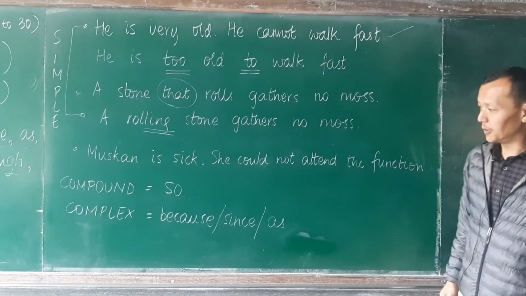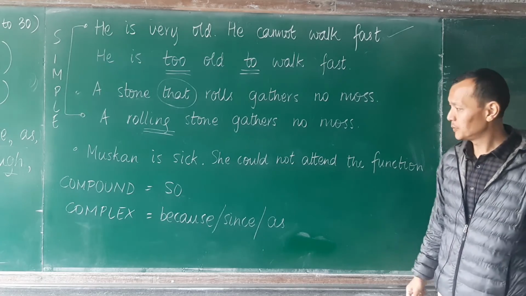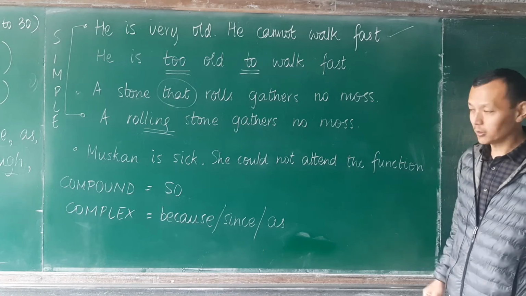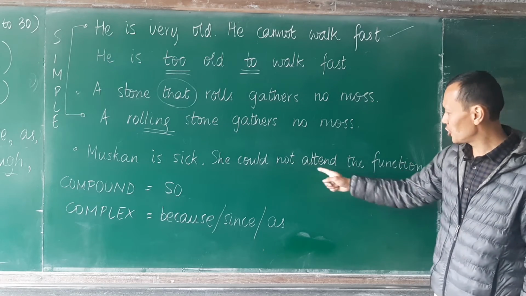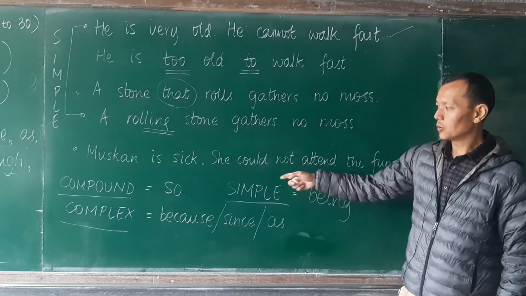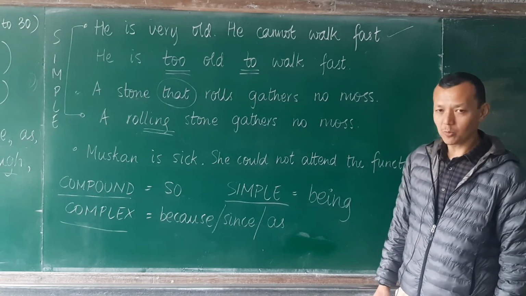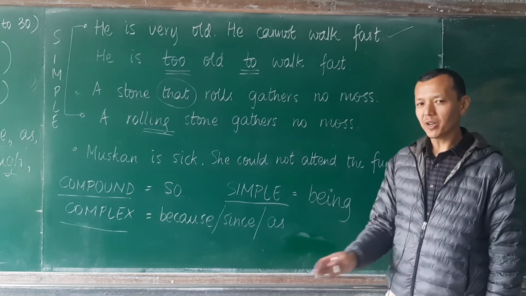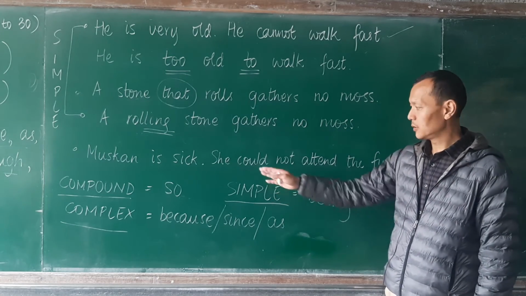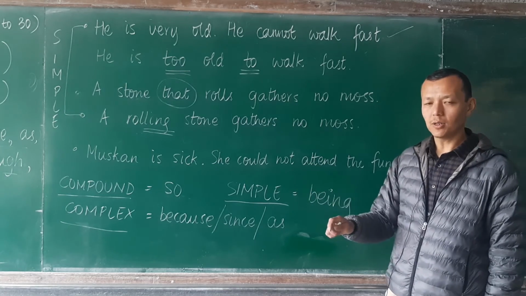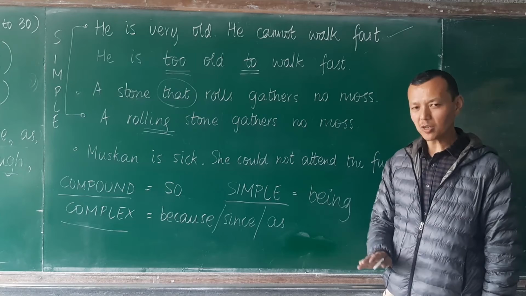The third example here is from your textbook. तपाईं किताबमा एउटा कुन चाहिँ एक्सरसाइजमा यो सेन्टेन्स दिएको छ. Muskan is sick, she could not attend the function. Okay, so this example is from your book. You could get an open-ended question. Open-ended भनेको दुईटा सेन्टेन्स दिएको छ. Join into a single sentence पनि भन्नु सक्छ.